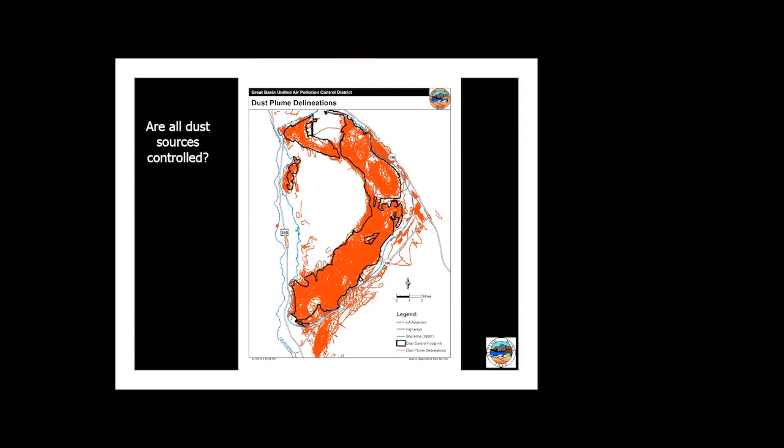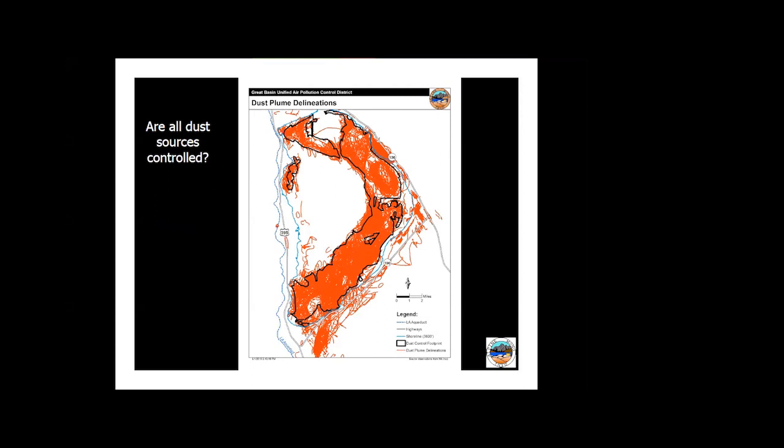What you're looking at here is all of the dust observations. So we've had staff for a quarter century looking at the dust plumes at Owens Lake, and they go out to these observation points and delineate these areas. And this is what they've seen over that quarter century. And you can see we've captured most of the areas. And the focus here was really on the lake.